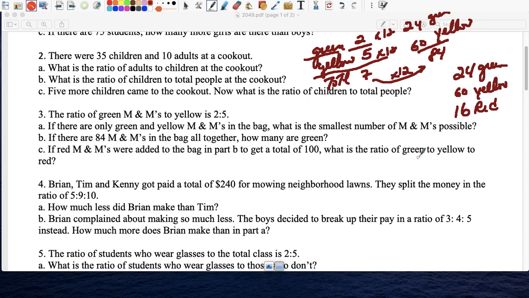What is the ratio of green to yellow to red? Well, the ratio would be 24 to 60 to 16, right? Green to yellow to red. Obviously, we can simplify by dividing by 4. So 24 divided by 4 is 6, 60 divided by 4 is 15, and 16 divided by 4 is 4. So that's the simplified answer.